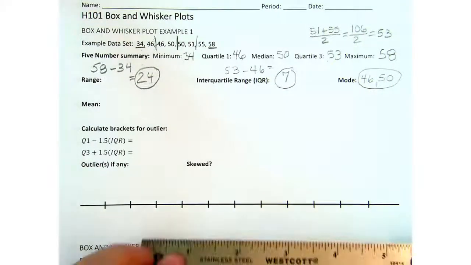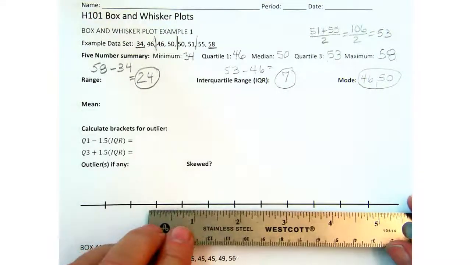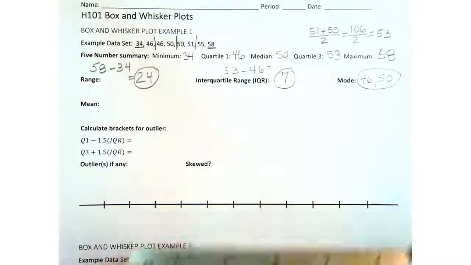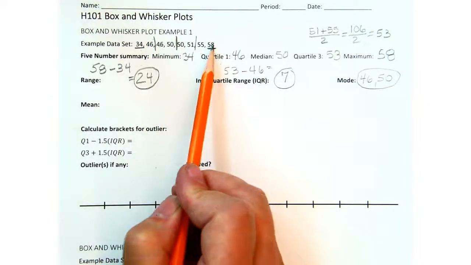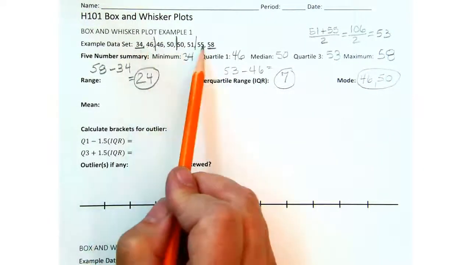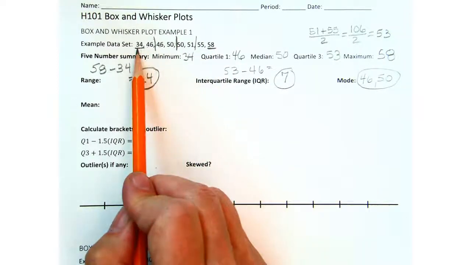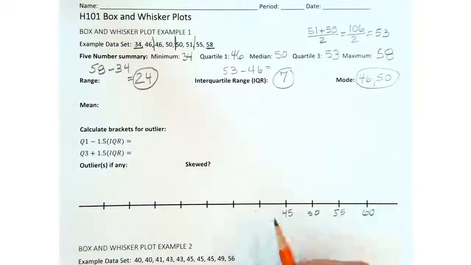Before you can draw a box and whisker plot, you must draw a number line and use a ruler to divide it into equal segments. Then choose an interval that will allow you to include all of the data points. In this case, I have chosen an interval of 5. Thus, I have space on my number line to include all of my data points.